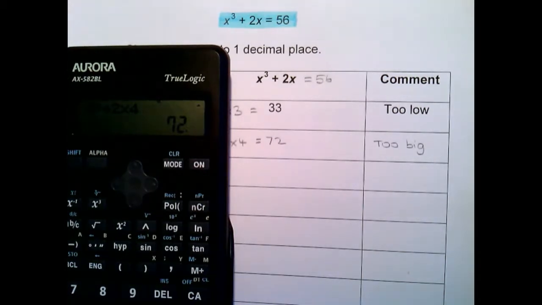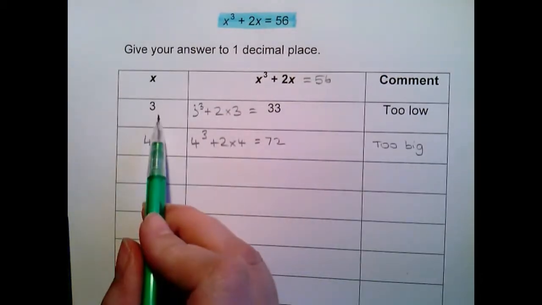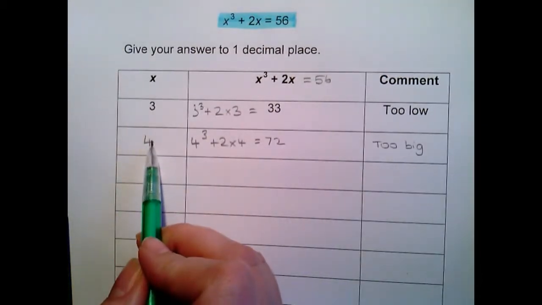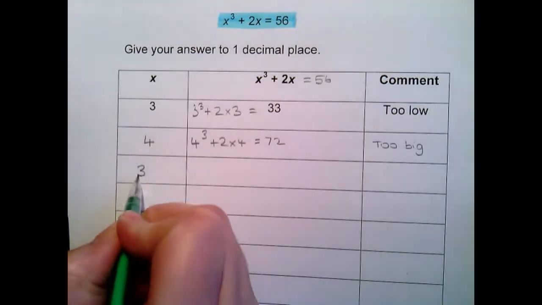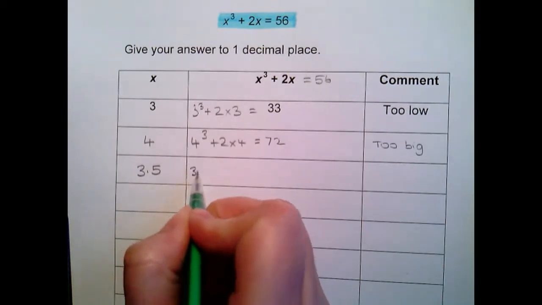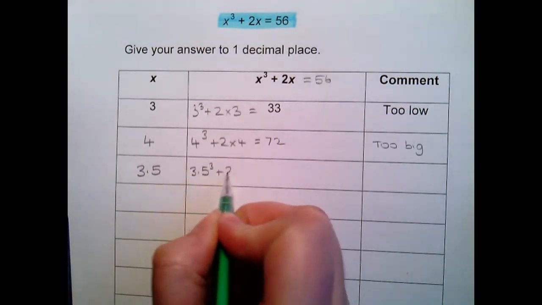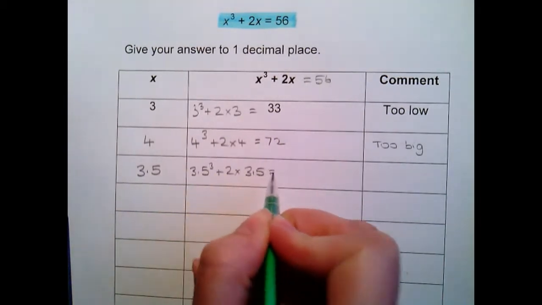Whether that makes it better or worse. A wee bit better, possibly. Right. So 3 was too small, 4 was too big, so the next number then that you would try would be 3.5. So try halfway in between those. So do 3.5 cubed plus 2 times 3.5 and see what you get for that.